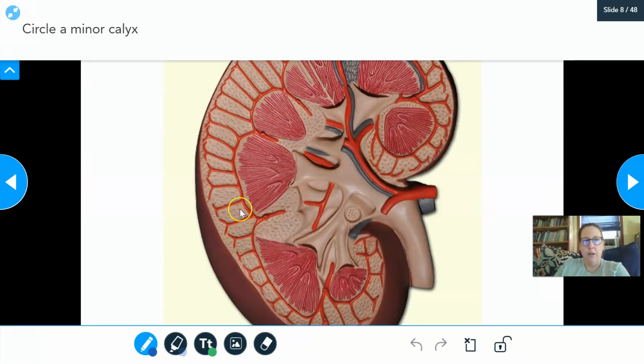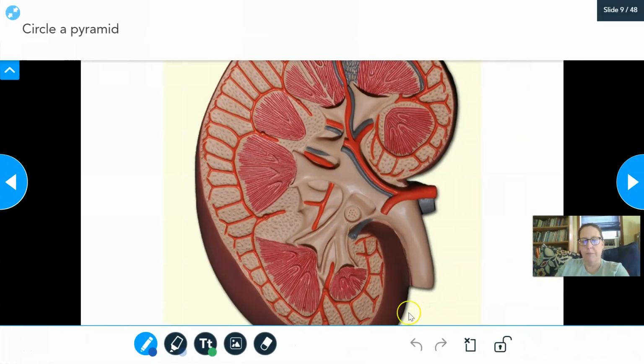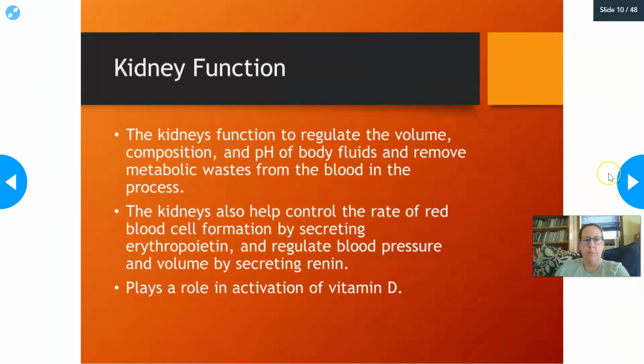Same thing for here. You need to circle a minor calyx. So look in here and find a minor calyx, and you can circle it or highlight it or somehow indicate where it's at. And then don't forget to hit submit. And then circle a pyramid. So again, select a color and then circle it and hit submit.